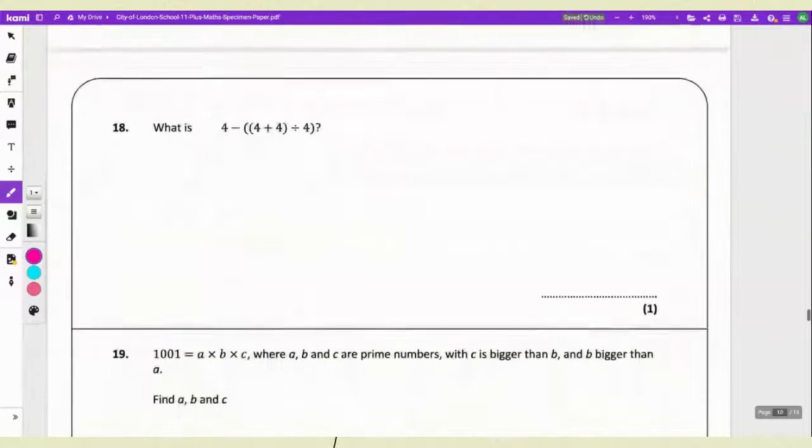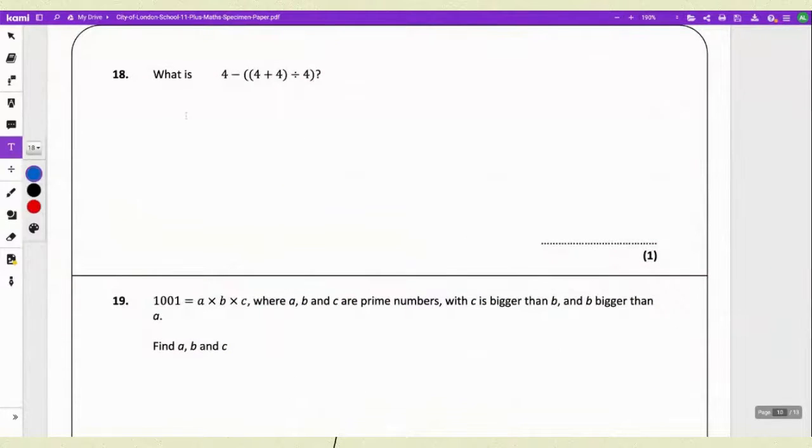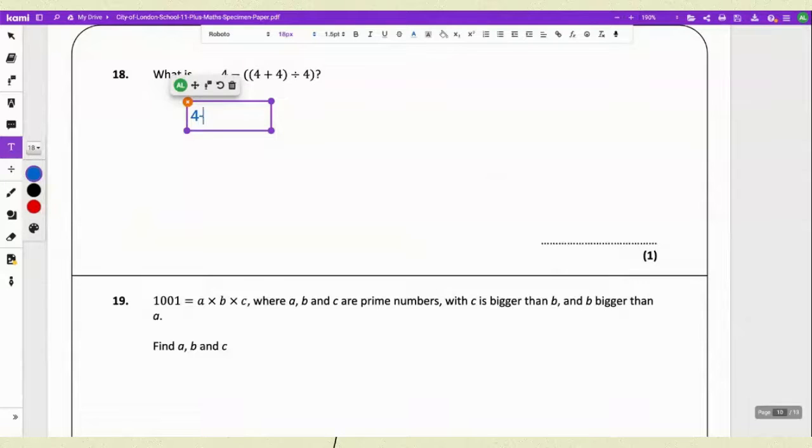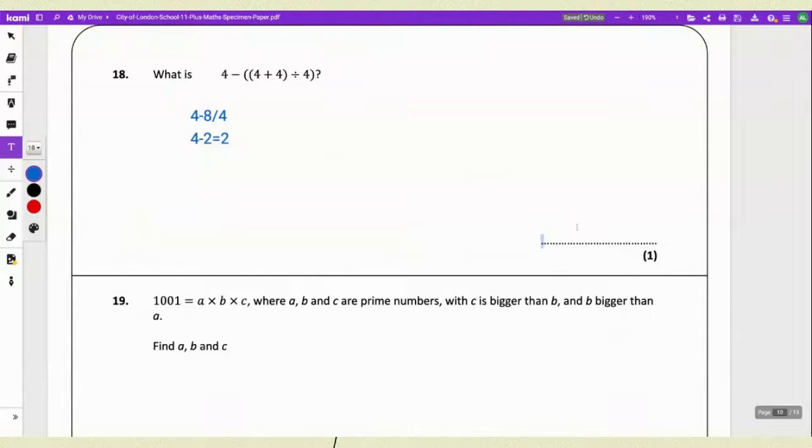Now you have 18. In this, you have to be careful in opening the brackets. So this is given to you. Let's do it. 4 minus, because 4 plus 4 is 8, 8 you're dividing it by 4. That'll be 4 minus 2, and your answer will be 2 for this one. We are just opening the brackets in this one.